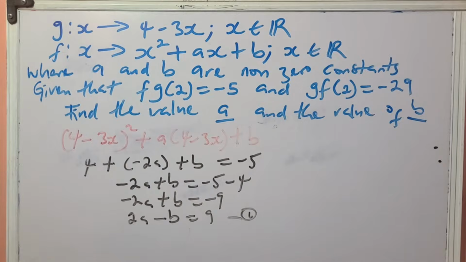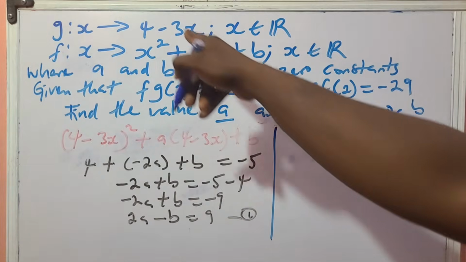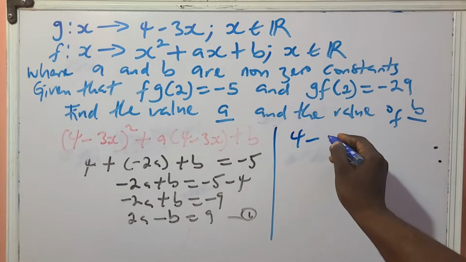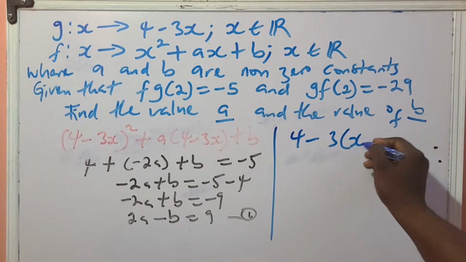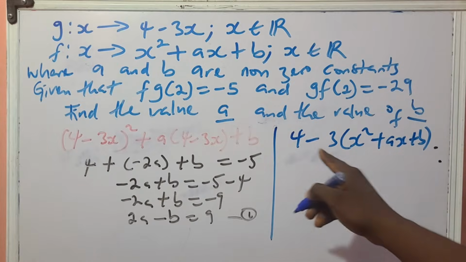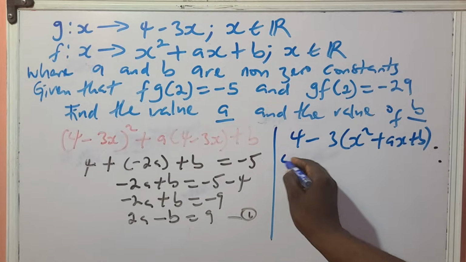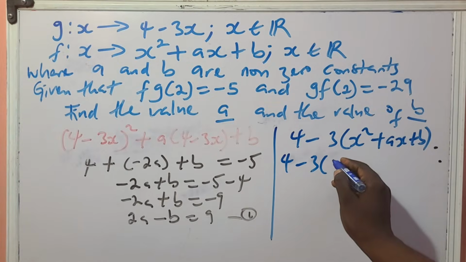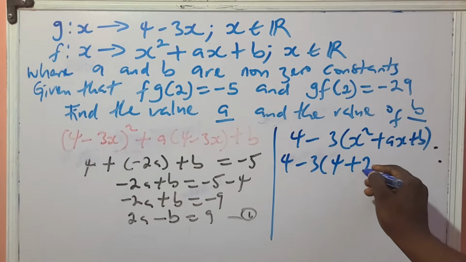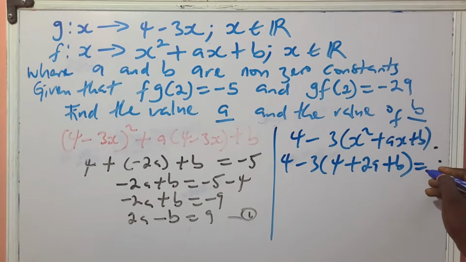Don't forget we're told to find a and b. So let's try and do the other expression we're given. We're told that g is the parent now. So we have g as a parent. That means we have 4 minus 3, and now we're fixing the whole of f inside here. And now we have the argument x as 2. So wherever we see x, we can fix in 2. That'll be 2 squared, that'll be 4, plus 2a, because 2 times a is 2a, plus b. And we are told all this was minus 29.